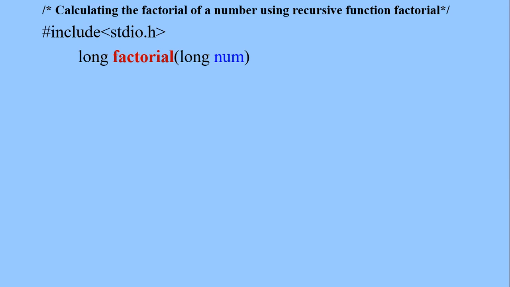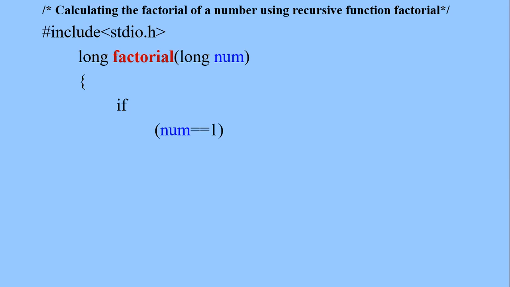So this function called Factorio, which will be used to compute the factorials of numbers given, is supposed to receive one value and store it in the parameter called num, which is of type long. And at the end of the day, it's supposed to return a value of type long to the caller. And then the statements for it to execute are as follows.